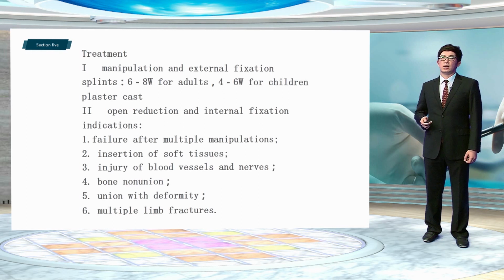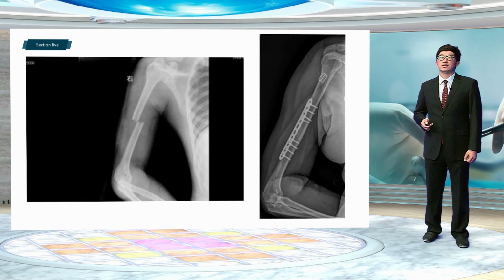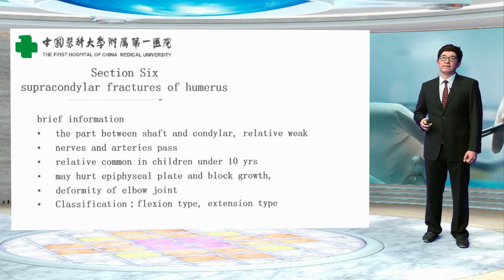And for open reduction and internal fixation, the indications include: first, failure after multiple manipulations; second, insertion of soft tissues; third, injury of blood vessels and nerves; fourth, bone non-union; fifth, union with deformity; sixth, multiple limb fractures. This picture shows the fracture and how we do the surgery.